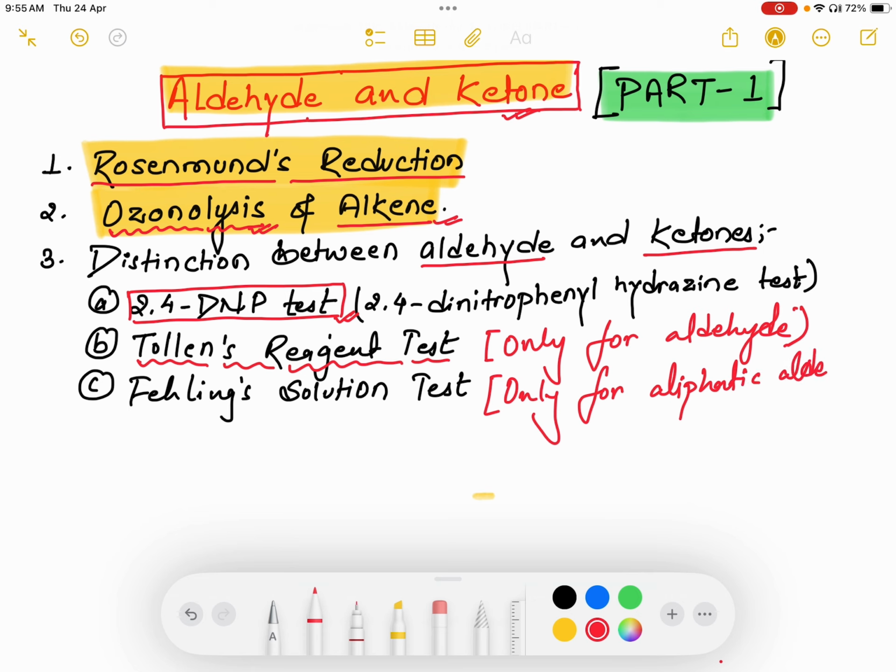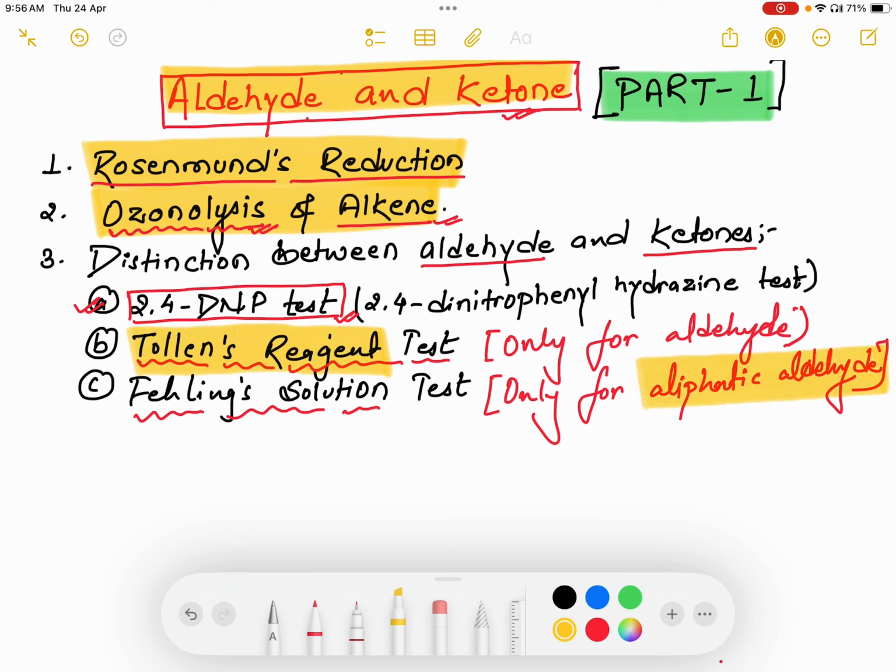If we have a carbonyl compound and we test it with the first one, the 2,4-DNP test, and it comes positive, then we come to know that it is an aldehyde or a ketone. Next, if we do the Tollens test and it gives positive, we know it is an aldehyde. If it gives a negative test, we know it is a ketone. Then, when we become sure that it is an aldehyde, and we need to identify whether it is an aliphatic aldehyde or an aromatic aldehyde, we generally go for the Fehling solution test. The Fehling solution test helps us identify only the aliphatic aldehyde.